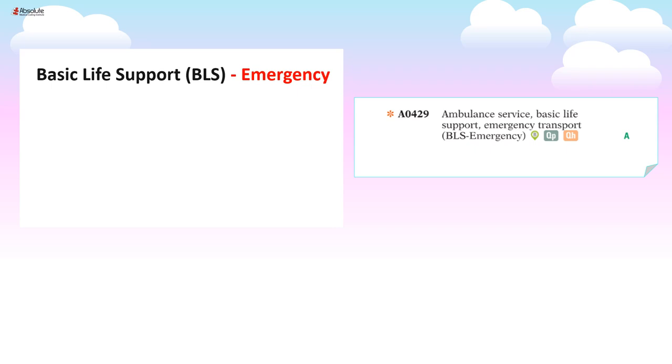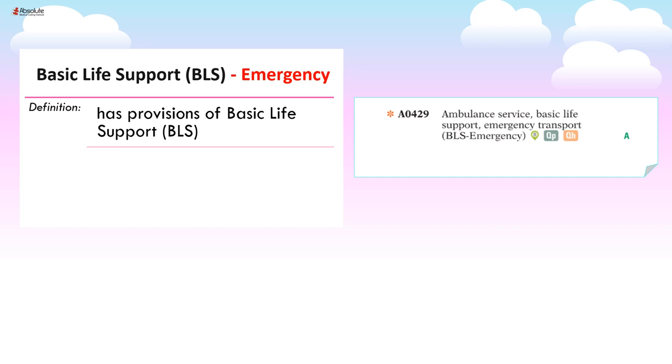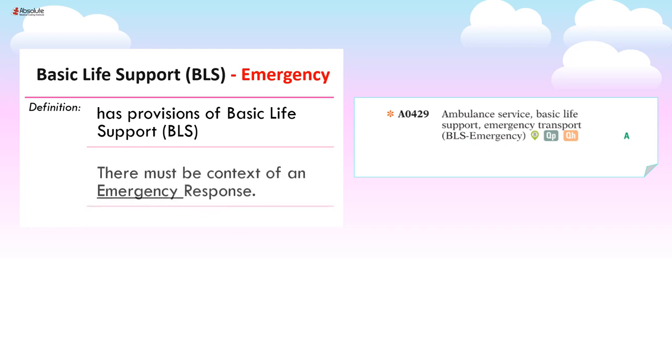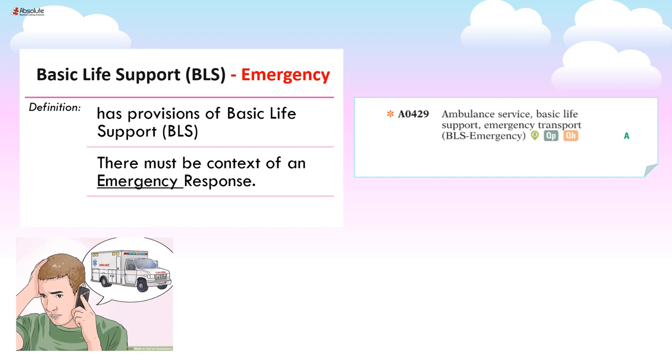So first of all, A0429 must meet the provisions of a basic life support, meaning it must have medically necessary supplies and services, including the ambulance service, and must be staffed by an EMT, right? So that's the one from the previous slide that we showed, the provisions of a basic life support. However, A0429 must also meet the context of an emergency response. And what is an emergency response? An emergency response is one where, at the time of the ambulance service, a provider or supplier was called, or there was a 911 call, and the provider responded with an immediate response, which is one where the ambulance provider begins as quickly as possible to take the steps necessary to respond to the call.